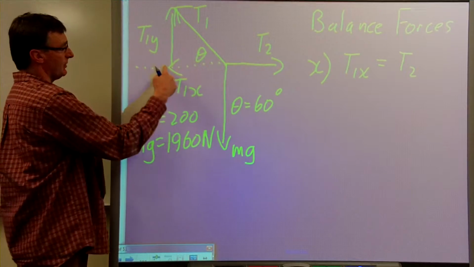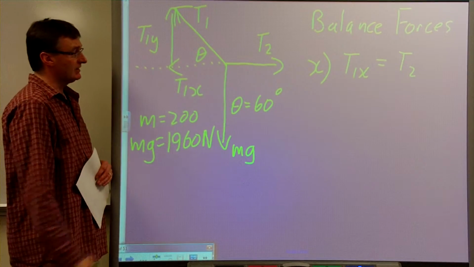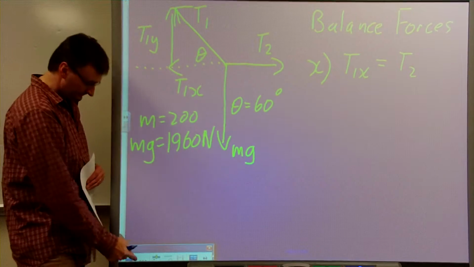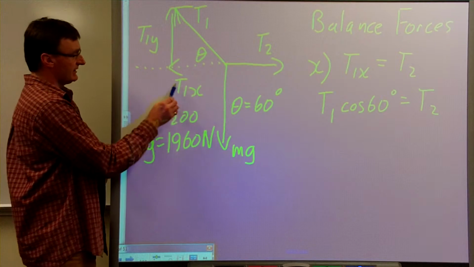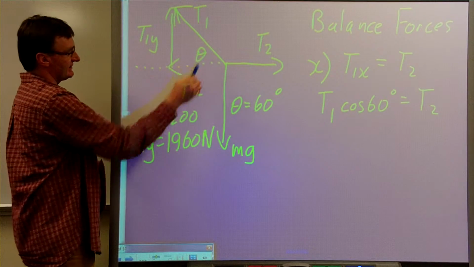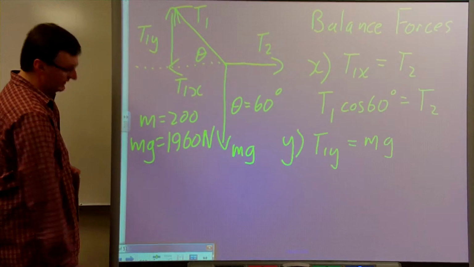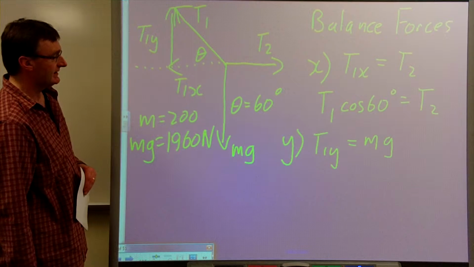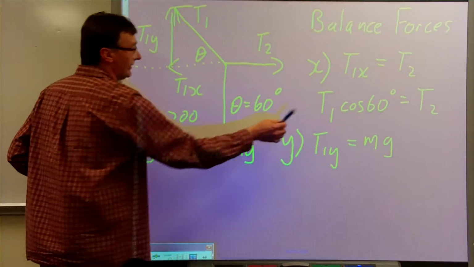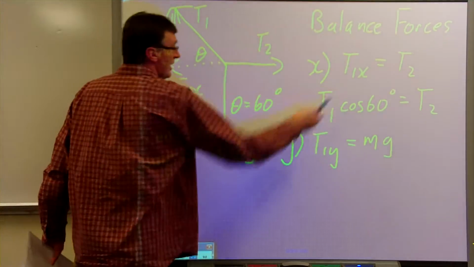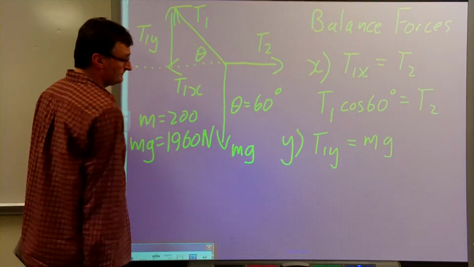T1x, this component of T1, has to equal T2. Those are the only two forces in the x direction, so they have to equal each other. We know that T1x is T1 cos 60 degrees, so T1 cos 60 has to equal T2. And then we can quickly calculate what T1 is. Oh, sorry, no. We'll leave that one for now. We have two unknowns there, don't we? So we can't take that one any further. My apologies. So we're going to look now in the y direction.